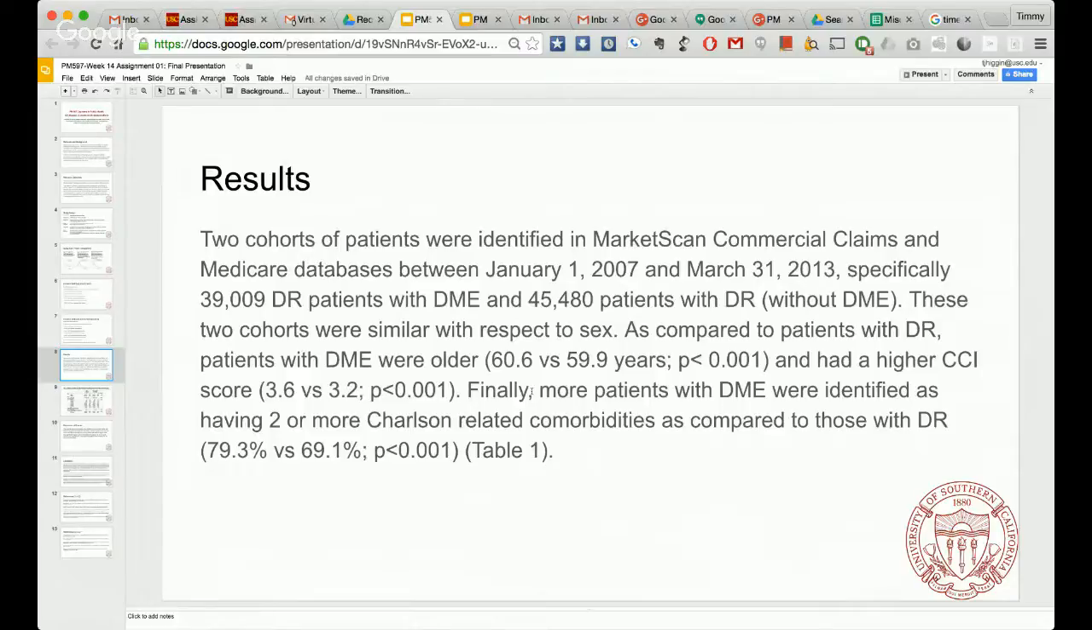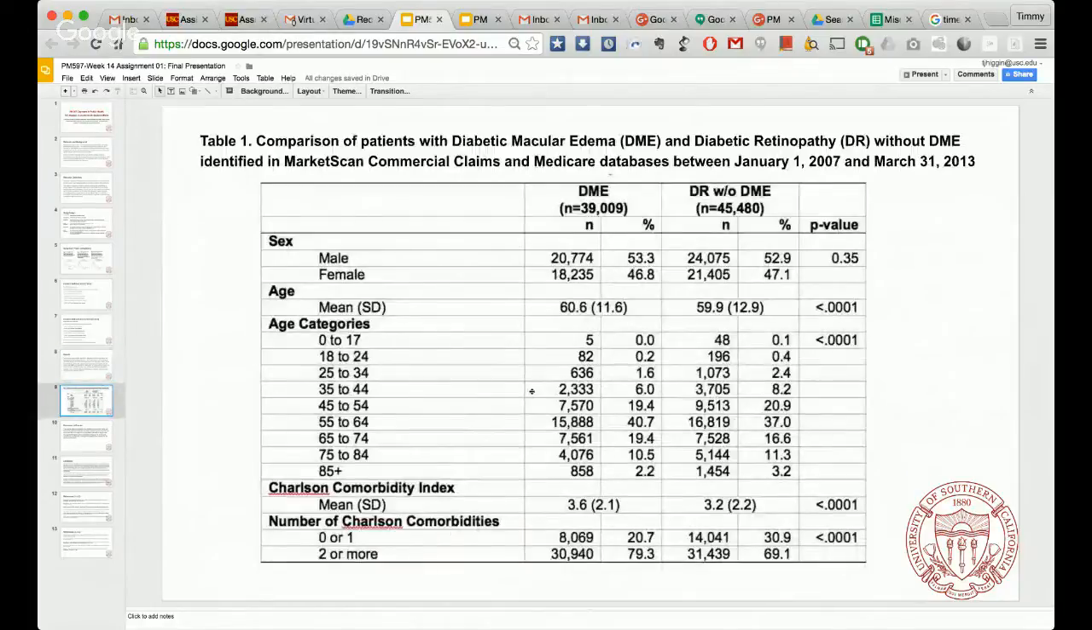These two cohorts were the same with respect to sex, but when it came to age, DR patients with DME were older and had a slightly higher CCI score, though it was statistically significantly different. Also, DME patients were identified as having 2 or more Charlson-related comorbidities as compared to those with diabetic retinopathy alone. And that can be seen in this table.